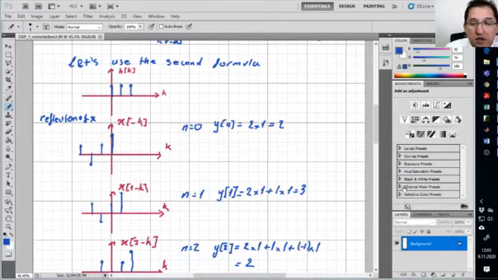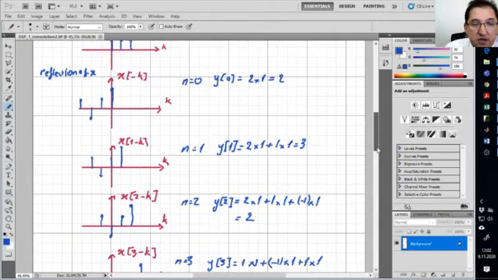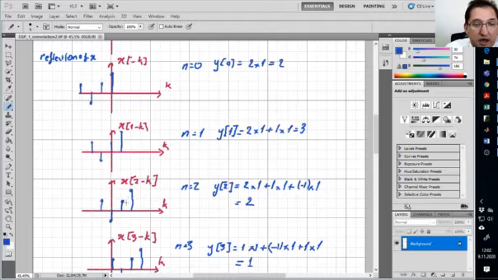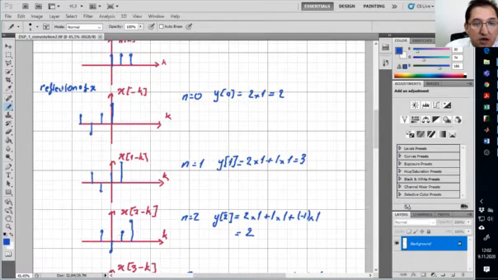We need one more step further. We shift x to the right 2 times here. This is x[2 minus k]. Let's multiply x[2 minus k] and h. Here 3 samples can be multiplied: 2 times 1, 1 times 1, and minus 1 times 1. This is 2.